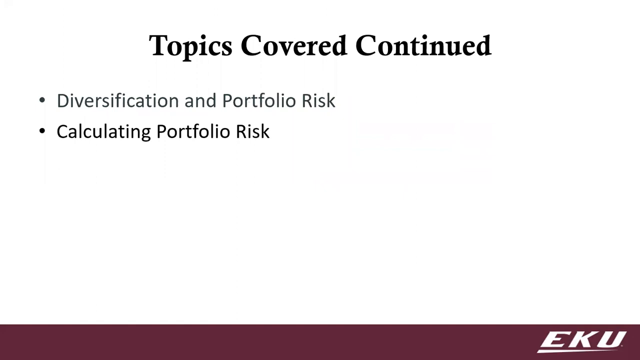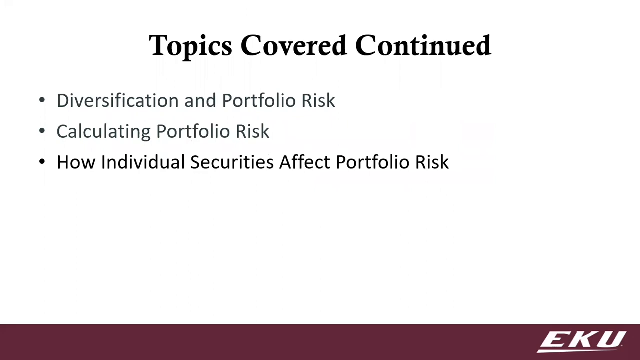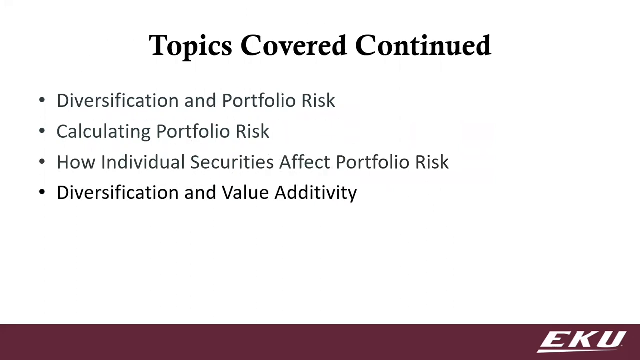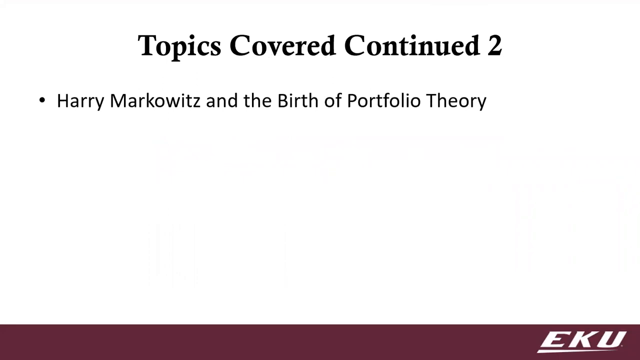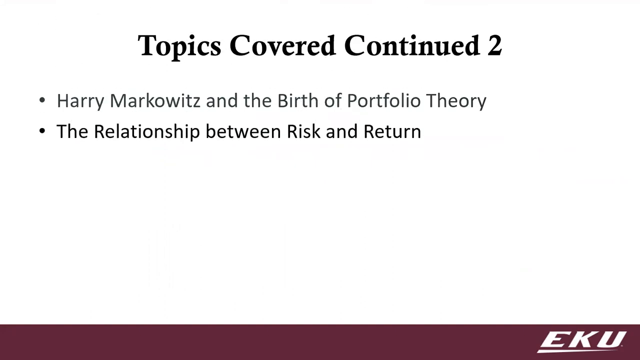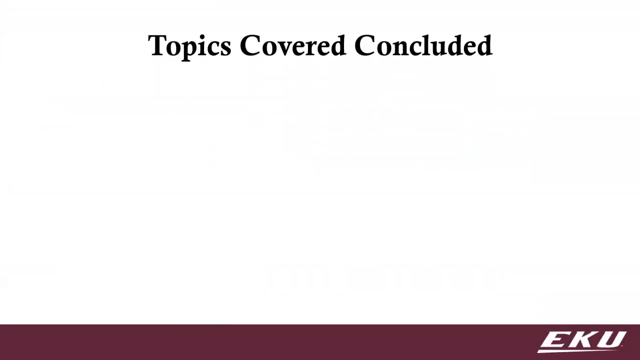We're then going to talk about diversification and portfolio risk, how to calculate portfolio risk, how individual securities affect that portfolio risk, diversification and the value additivity. Then we're going to talk about portfolio theory. So once we've talked about a portfolio and how it works, we're going to go in depth in portfolio theory, talk about the relationship between risk and return, the role of the capital asset pricing model, that was that CAPM, and some alternative theories, other ways of coming up with that type of pricing.